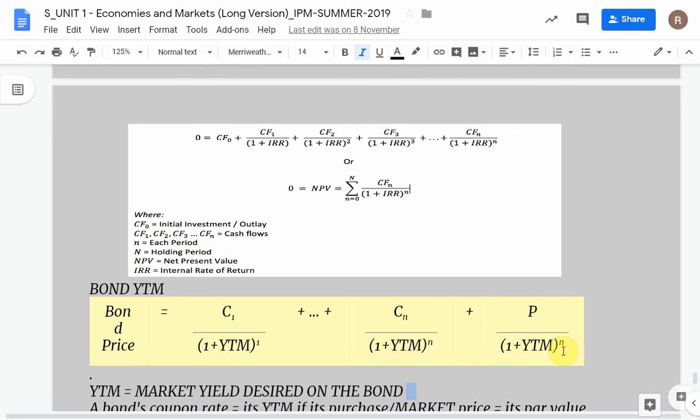So Pulkit has already given us the right answer, that mathematically there is no difference between bond YTM and project IRR. Okay, now let's understand why that answer is correct.